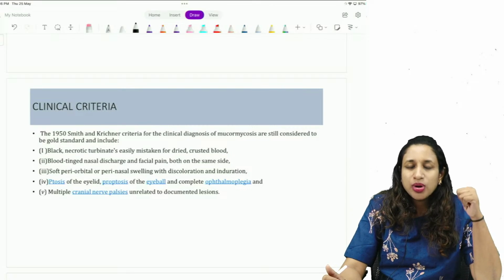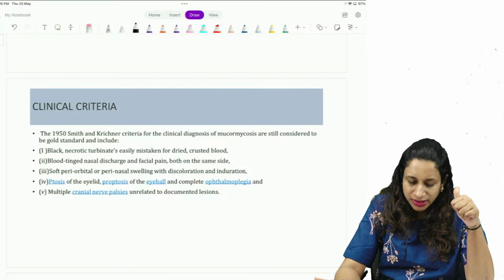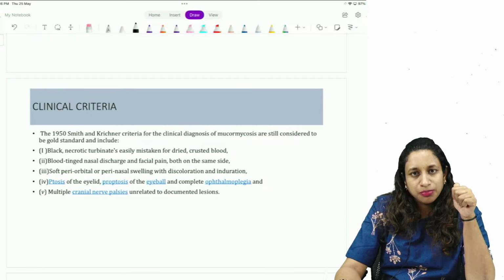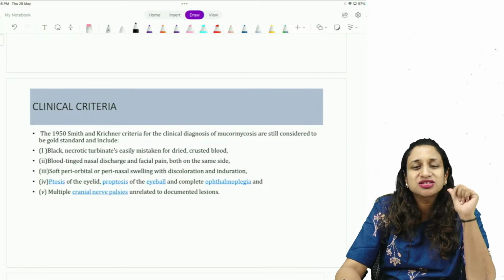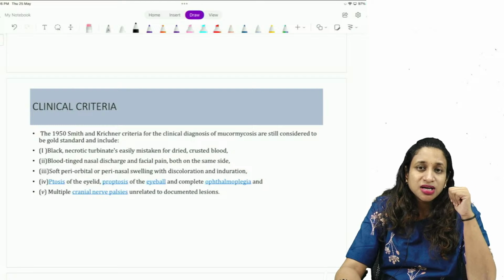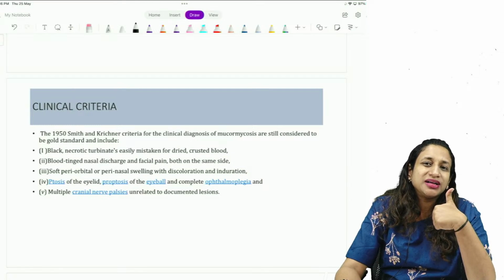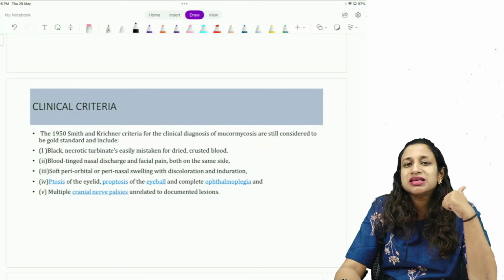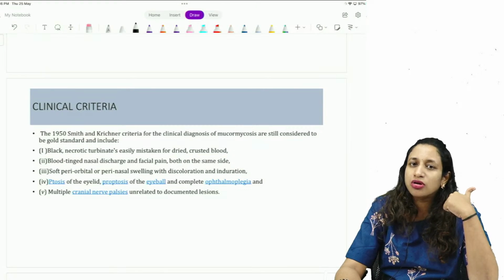Number one, whenever you have a necrotic turbinate, you can also mistake that to be blood, but make sure it's not blood, but it is nothing but a black necrotic area. This is something that you have to keep in mind, especially when you are doing an ENT examination. This is an important criteria that you just cannot miss.